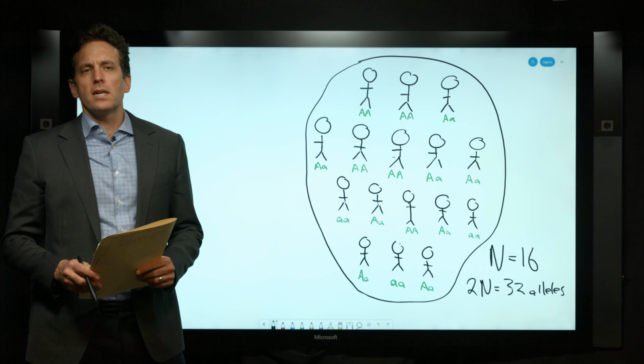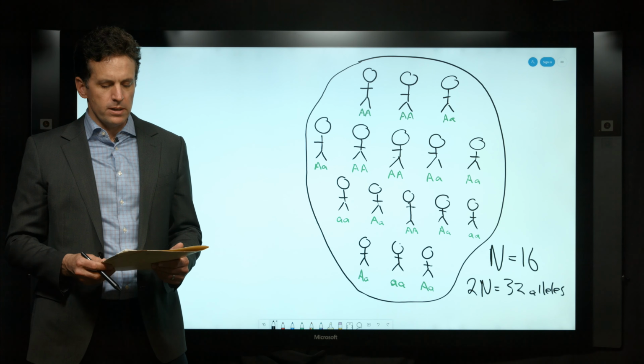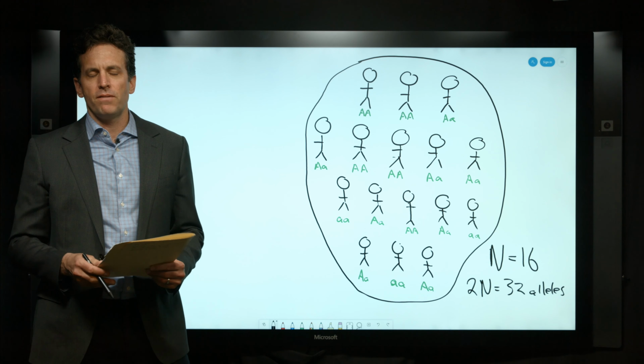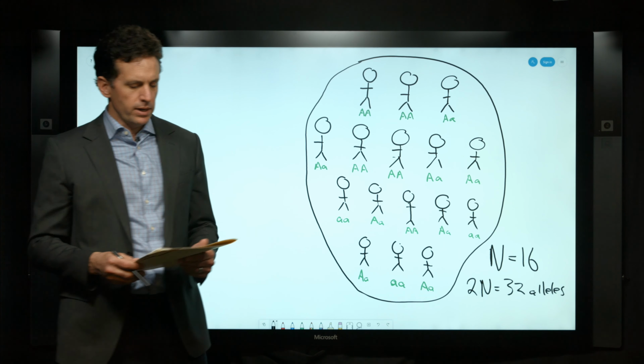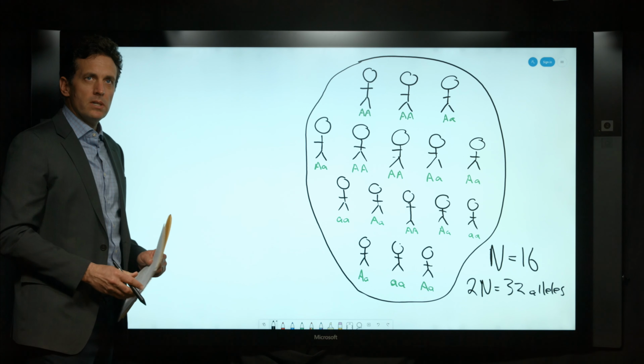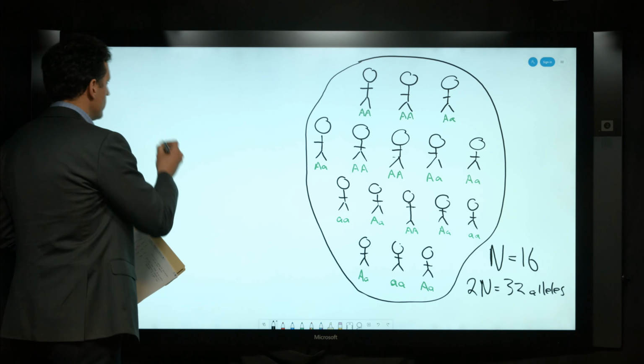And so the question we'd like to ask, the first question we can ask is, what is the frequency of the different genotypes here? So remember that the genotype is defined by the two alleles. And so we can quantify those genotypes just by summing them. And so let's do that over here.